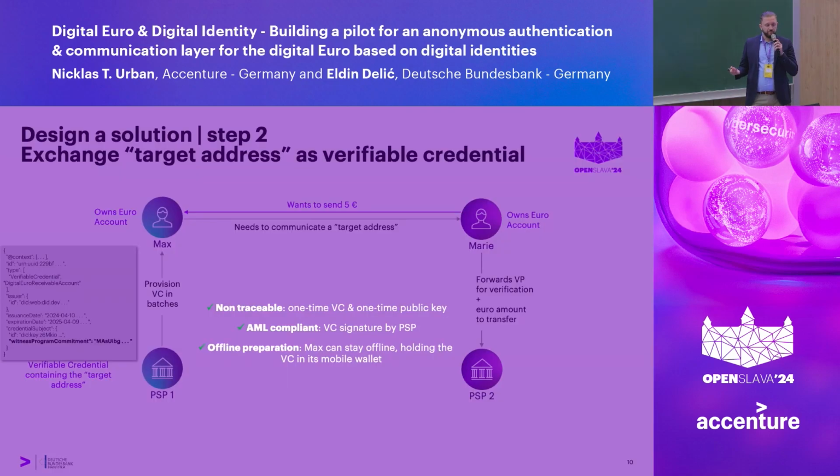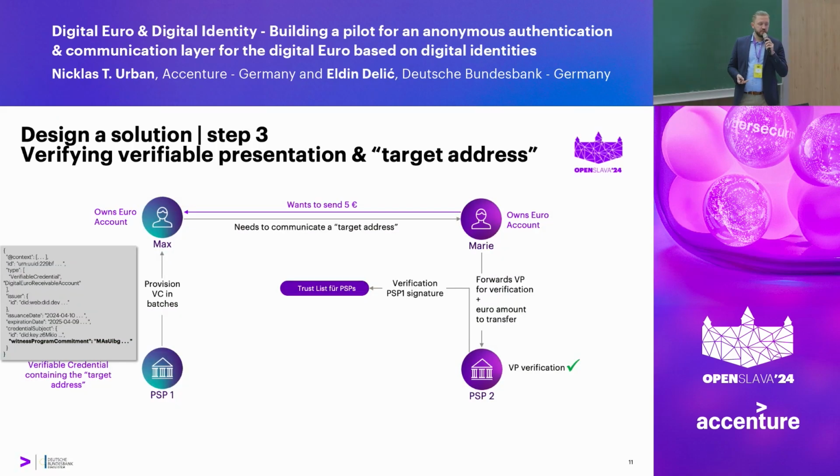Well, the next step, that's the first one, it's not traceable, it's compliant in this step too. And we also have an offline preparation to it. Max can stay offline if he has some verified credentials at his disposal, and he can exchange the currencies offline too. But the next step, like I said, we want to verify this PSP, and how can we do it? In the end, if we put up a trust list for PSPs in the middle, the PSP can verify PSP1 through it, and tell Marie, it's okay, it's a good verifiable transaction.